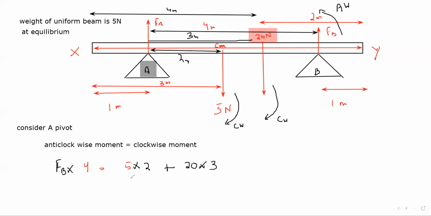So 5 multiplied by 2, that's equal to 10. 20 multiplied by 3, that's equal to 60. So FB multiplied by 4 equals 10 plus 60, that's 70, and 70 divided by 4 is equal to 17.5 Newton. So 17.5 Newton is the force by B, but we need the force by A as well.